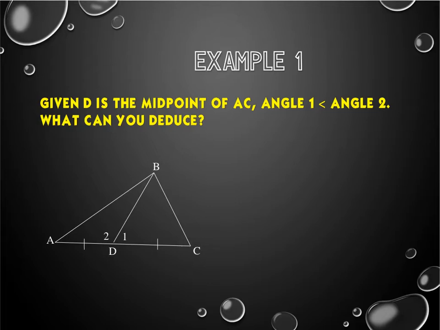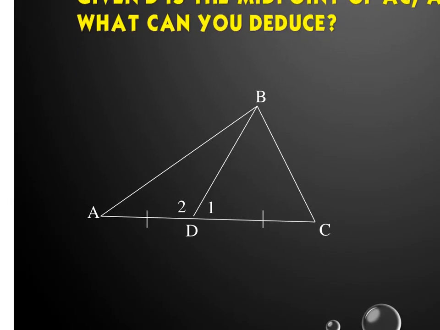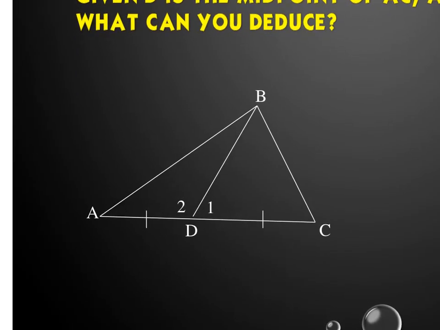So given D is the midpoint of AC, angle 1 is less than angle 2. What can you deduce? In order to use the hinge theorem, we need to have two pairs of congruent sides. Right now we know that AD is congruent to DC because D is the midpoint. Do we have another pair of congruent sides? BD. How do we know that BD is congruent? The reflexive property.